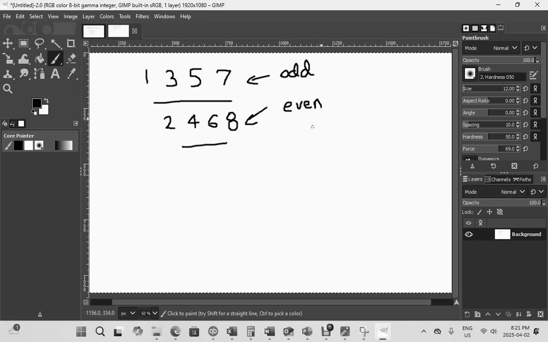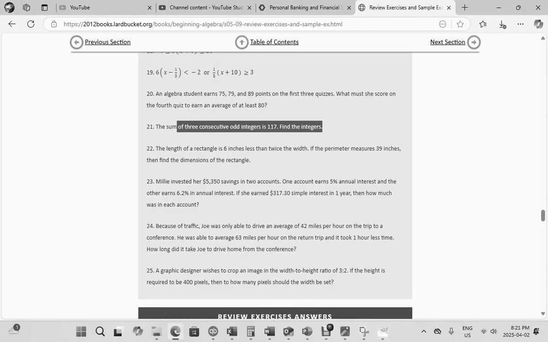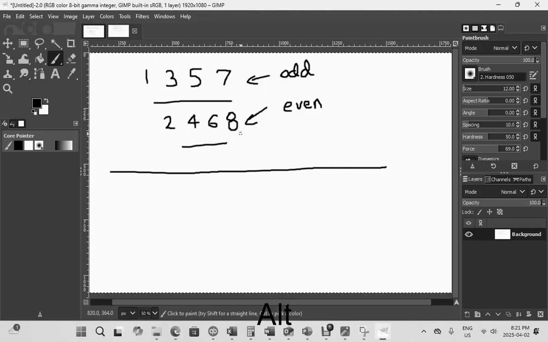Okay, so let's go ahead and solve this equation over here. So sum of three consecutive odd integers. When we say integers, we're talking about real numbers. We're not talking about decimals. We're talking about whole numbers, such as 1, 3, 5. Not 1.1, not 2.5. Whole numbers without decimals.